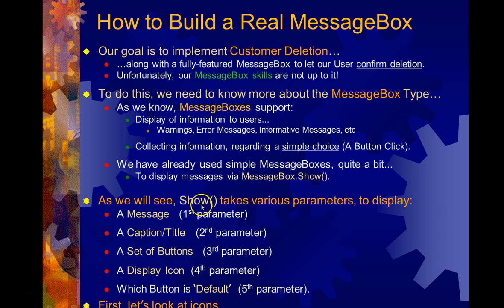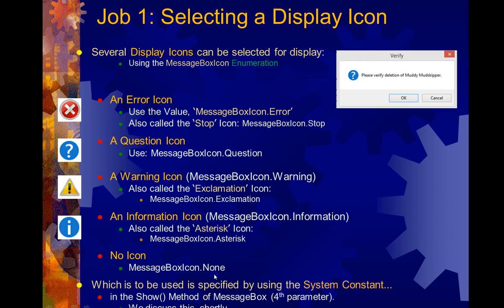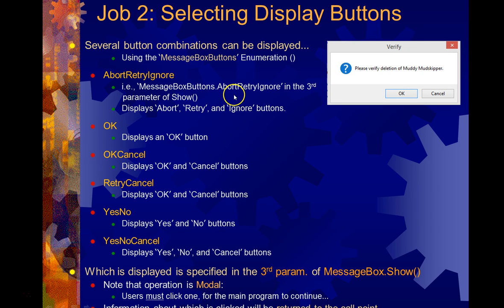We have already used simple message boxes quite a bit to display messages via MessageBox.show. As we will see, show takes various parameters which we haven't used. All we've used is the first parameter where we put in some text, but actually it takes 1, 2, 3, 4, 5 parameters. So he says there's an icon parameter, which is the fourth one. So he says let's look at that. So you can decide which icon you want to be here. That's the fourth parameter here.